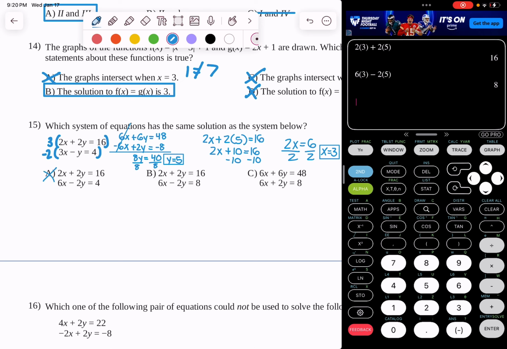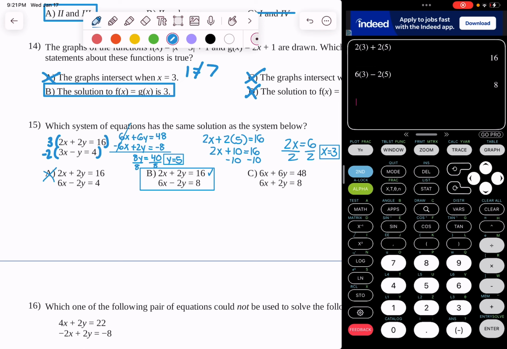We already tried the first equation for B, and we see that's correct. Now let's try the second one. 6, oh, it equals 8, which I did get, so B is the answer. So all you're going to do is solve the first one, the original problem, and find out what your x and y is. You could then type into the calculator what x and y equals, and then you're going to see, do both of the equations become true or false?